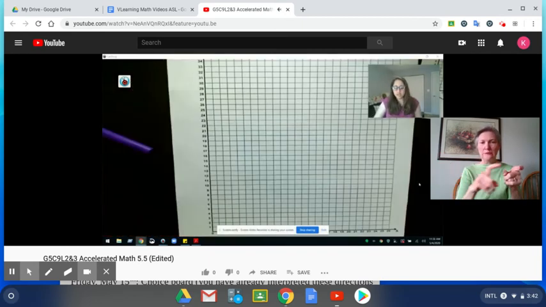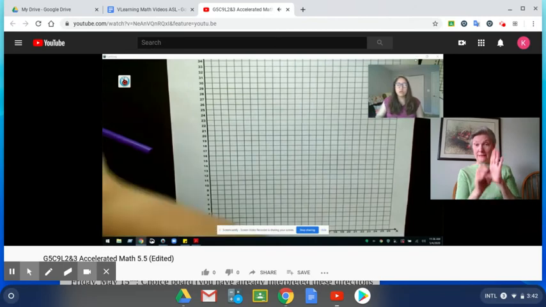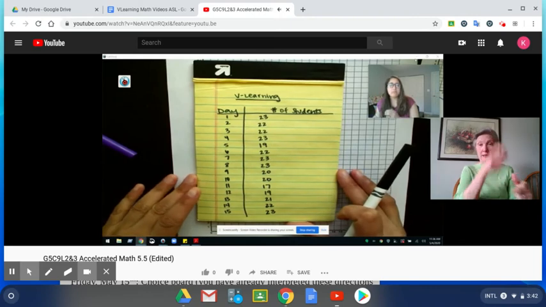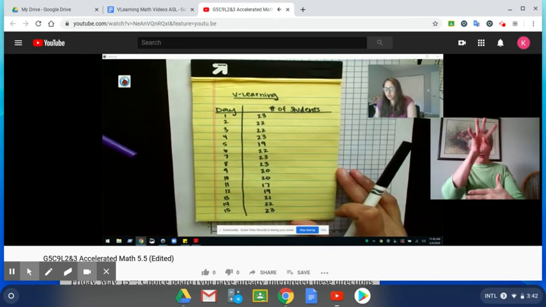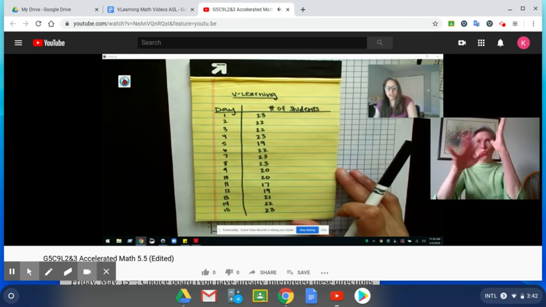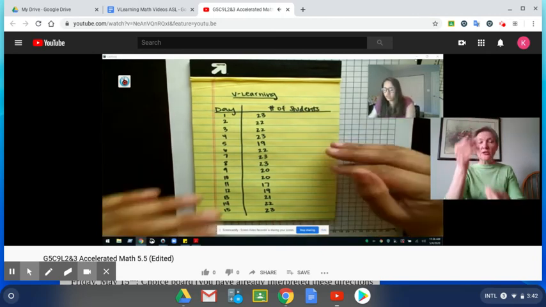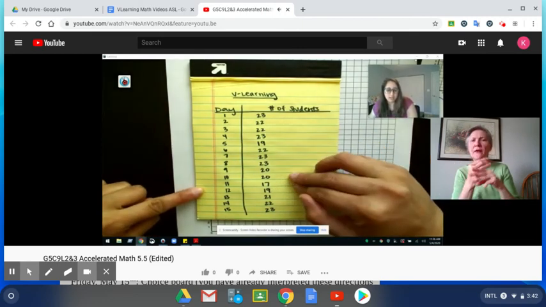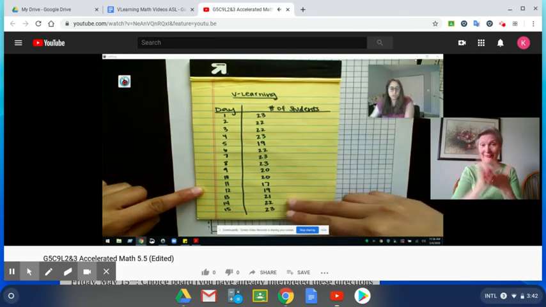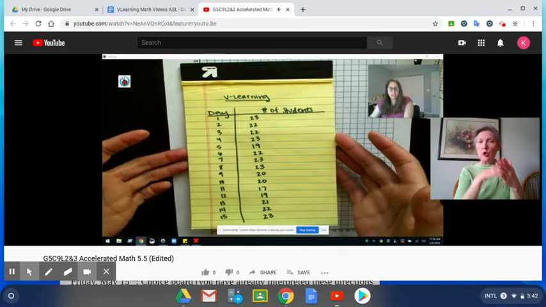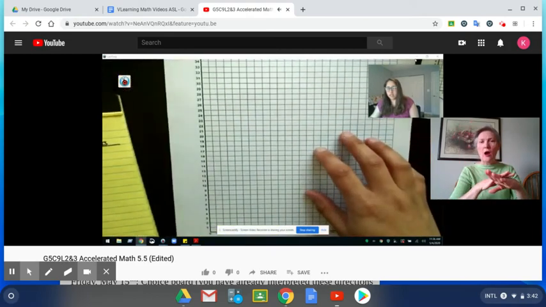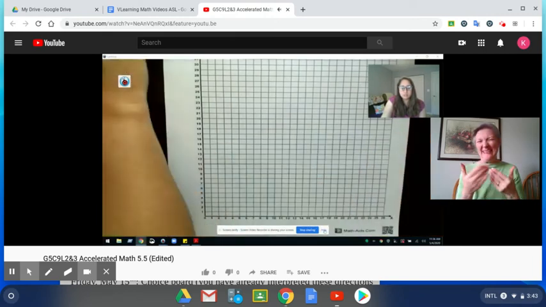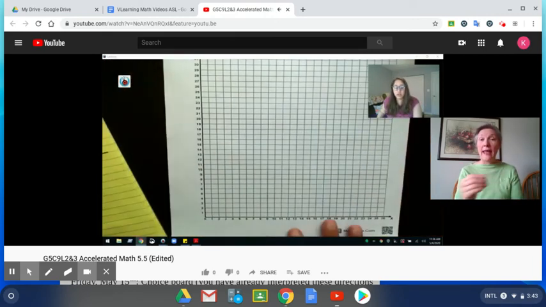All right, so here's our final example of the day. We're going to take data and represent it visually on our coordinate grid. I've got a data set here that I've taken. This is all about V-learning. So here are the days of V-learning, and then here are the number of students in my math class that participated in V-learning that day. So we are going to graph this information on our coordinate plane. And as you'll notice, I grabbed a bigger piece of paper so that you guys can see a little bit easier. We'll go ahead and get started.